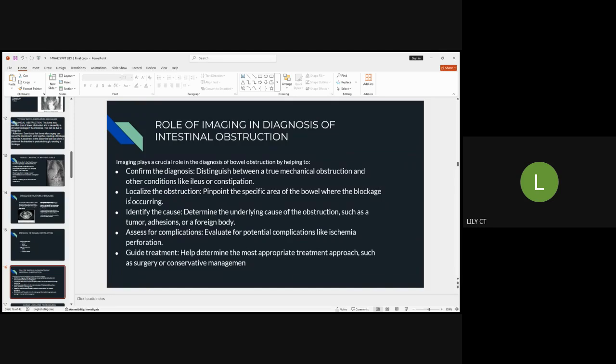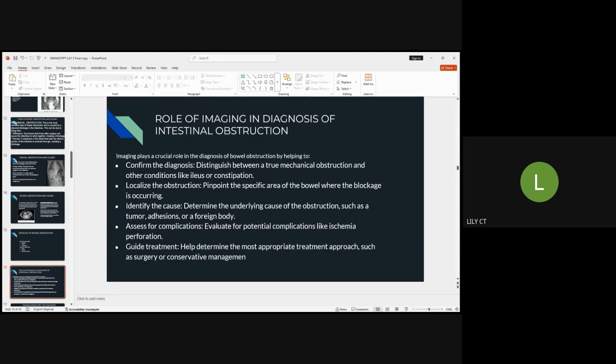Role of imaging in the diagnosis of intestinal obstruction. Imaging plays a crucial role in the diagnosis of bowel obstruction by helping to confirm the diagnosis, that is, distinguish between a true mechanical obstruction or other conditions; localize the obstruction, pinpoint the specific area of the bowel where the blockage is occurring; identify the cause, determine the underlying cause of the obstruction, such as tumor, adhesion, or foreign body; assess for complications like ischemia or perforation; and guide treatment. It helps to determine the appropriate treatment, if it's going to be surgery or conservative management.